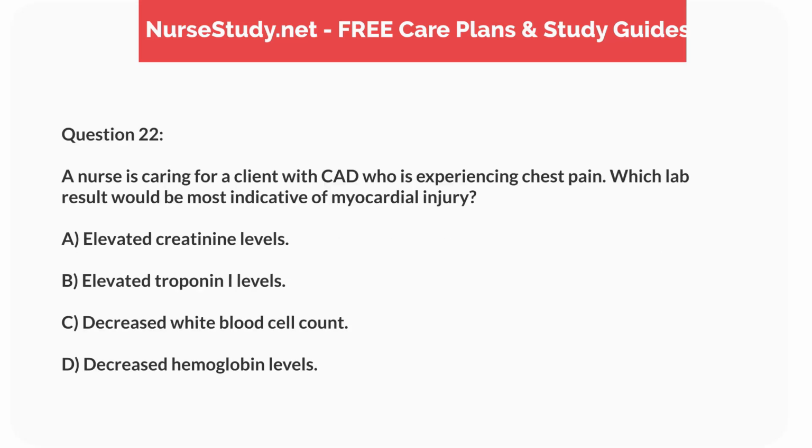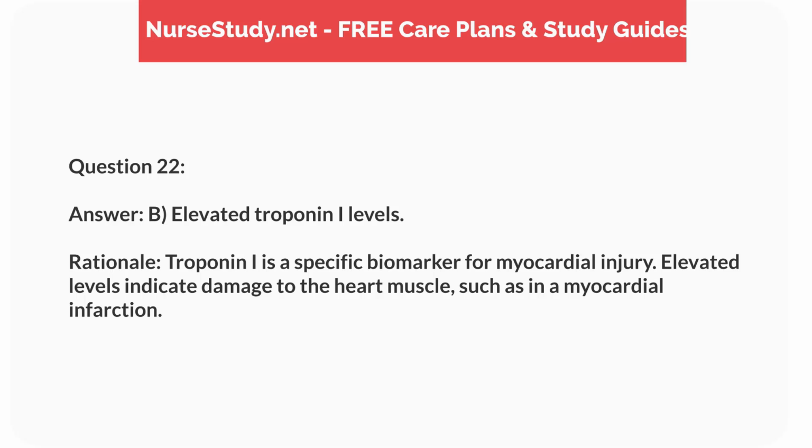Question 22. A nurse is caring for a client with CAD who is experiencing chest pain. Which lab result would be most indicative of myocardial injury? A. Elevated creatinine levels. B. Elevated troponin I levels. C. Decreased white blood cell count. D. Decreased hemoglobin levels. Answer, B. Elevated troponin I levels. Rationale: troponin I is a specific biomarker for myocardial injury. Elevated levels indicate damage to the heart muscle, such as in a myocardial infarction.